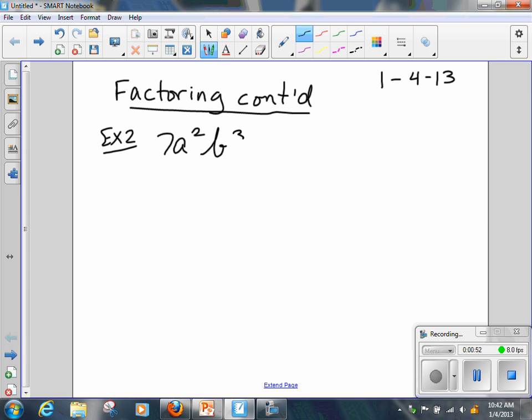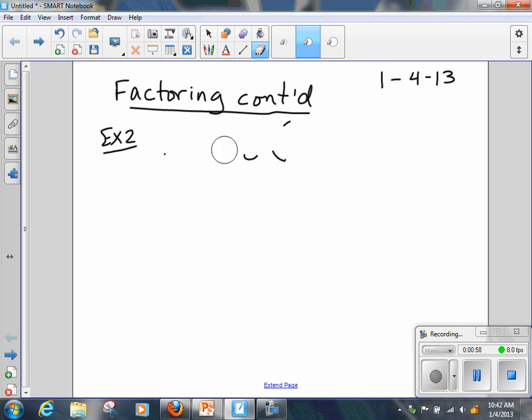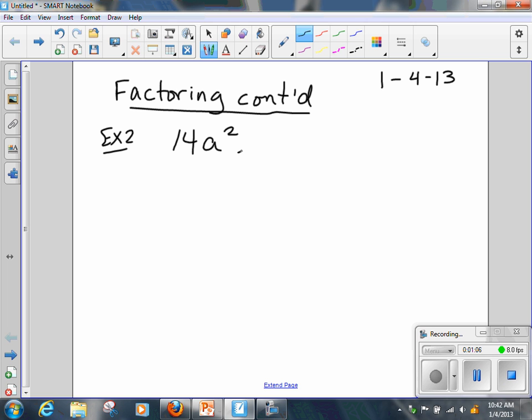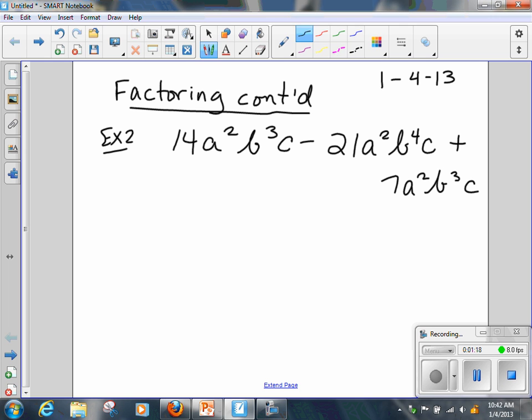Let's try this. 14a squared b cubed c minus 21a squared b to the 4th c plus 7a squared b cubed c.